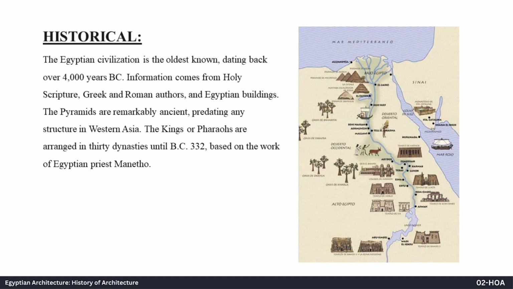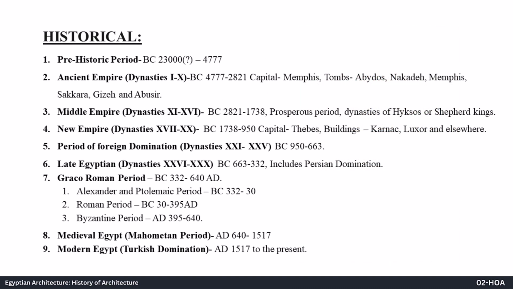Historical. The Egyptian civilization is the oldest known, dating back over 4,000 years BC. Information comes from Holy Scripture, Greek and Roman authors, and Egyptian buildings. The pyramids are remarkably ancient, predating any structure in Western Asia. The kings or pharaohs are arranged in 30 dynasties until 332 BC, based on the work of the Egyptian priest Manetho. Here, you can see the ancient Egypt timeline. You can pause the video and take a look around.